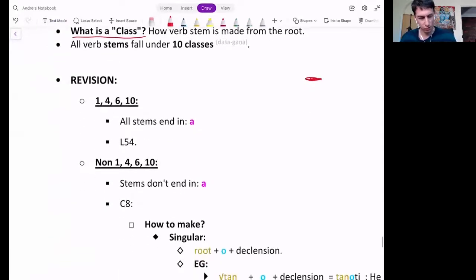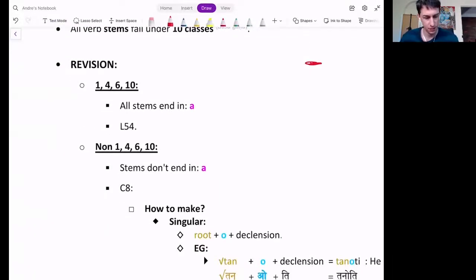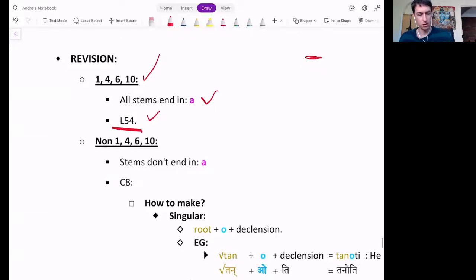Okay, so let's just do a quick revision of classes. These are the easy ones, 1, 4, 6, and 10. The general basis is they all end in a. That's why they're easy. So there's no internal sandhi. And you'll find this on the website in lesson 54. So I'm not going to go over how to construct all of them, but the notes are there.